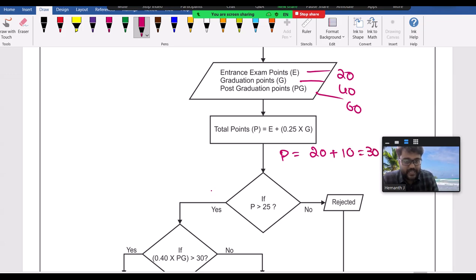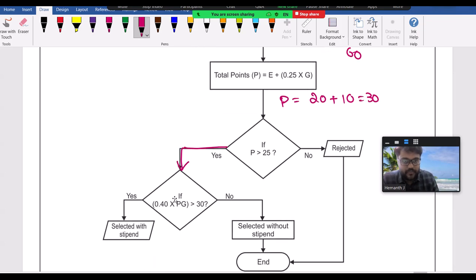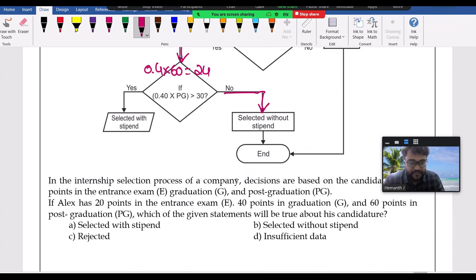Now 30 greater than 25, yes. Now 0.4 into PG. What is PG value? 60. 0.4 into 60 is 24. It's not greater than, so selected without stipend. So that guy will be selected but without stipend.